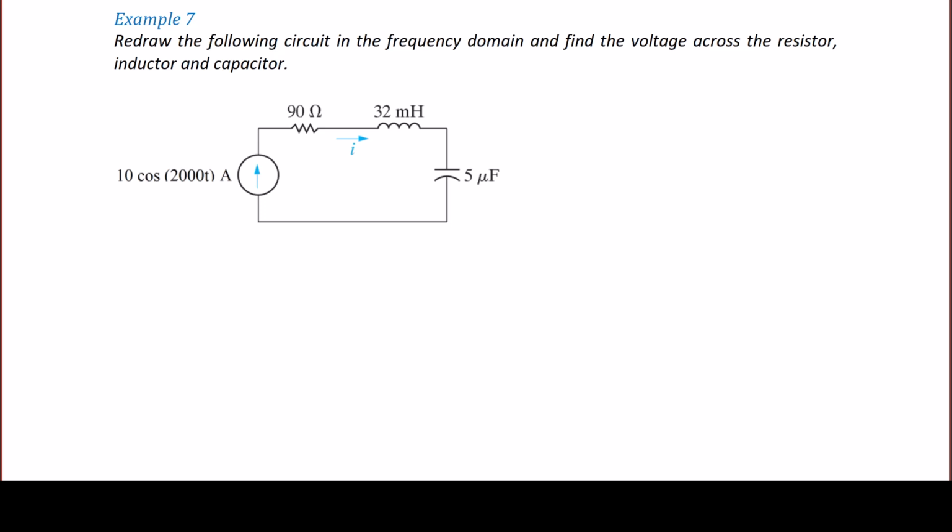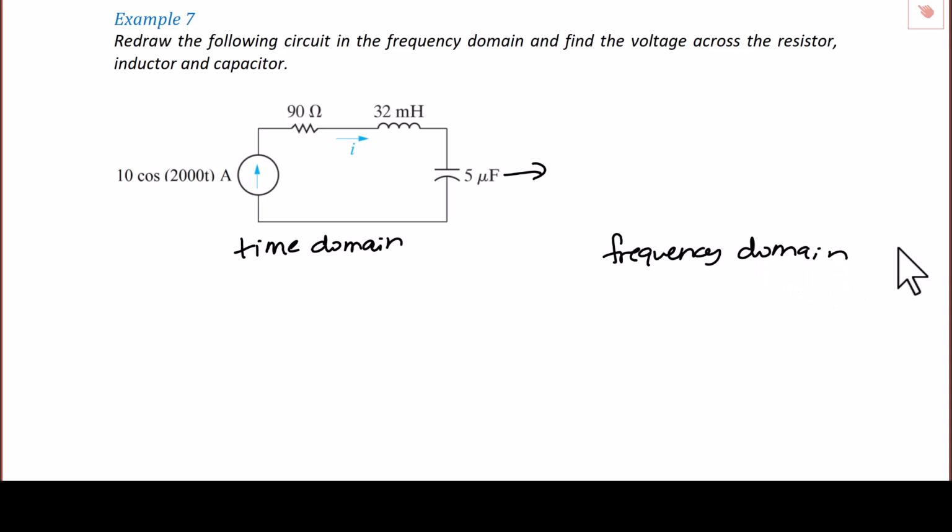Example 7. Redraw the following circuit in the frequency domain and find the voltage across the resistor, inductor, and capacitor. So we are given a circuit in the time domain with a source 10 cosine 2000t amps, a resistor 90 ohms, an inductor 32 millihenry, and a capacitor 5 microfarad.